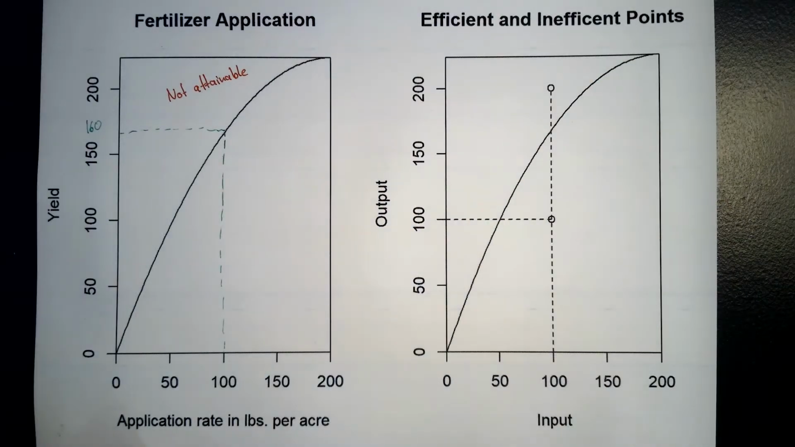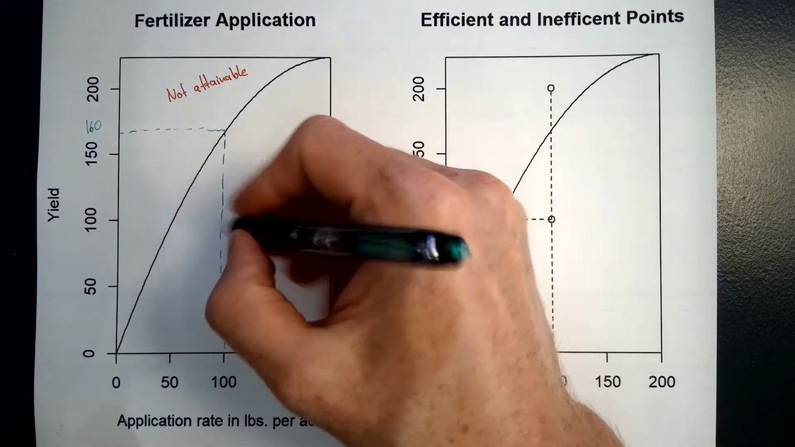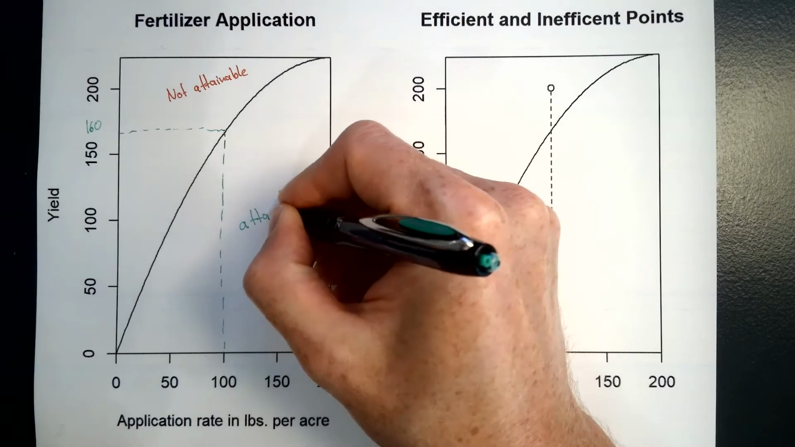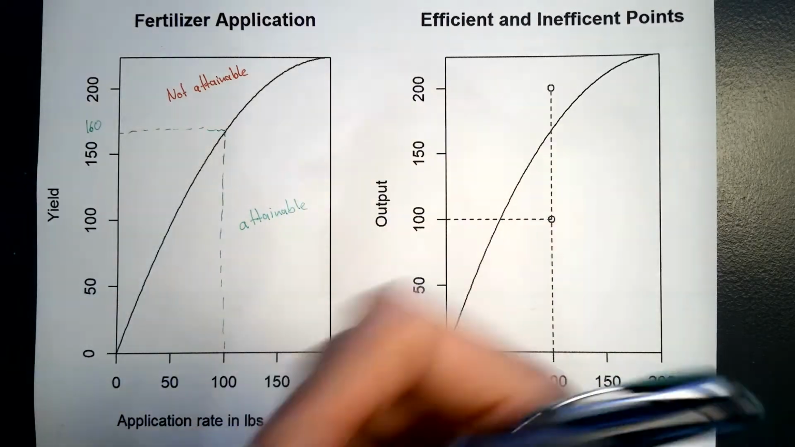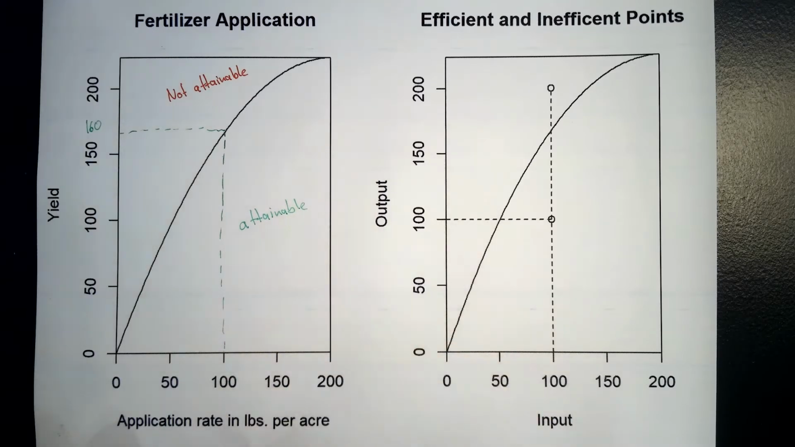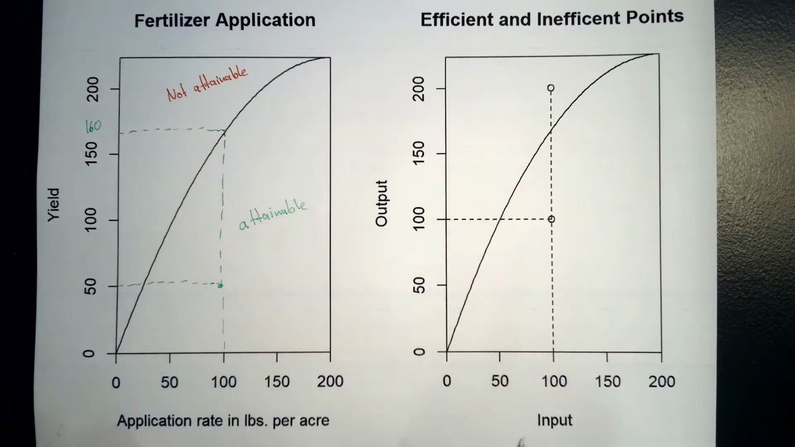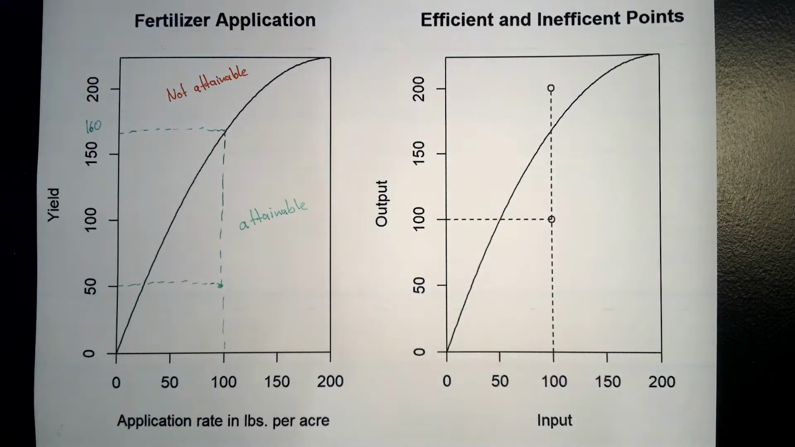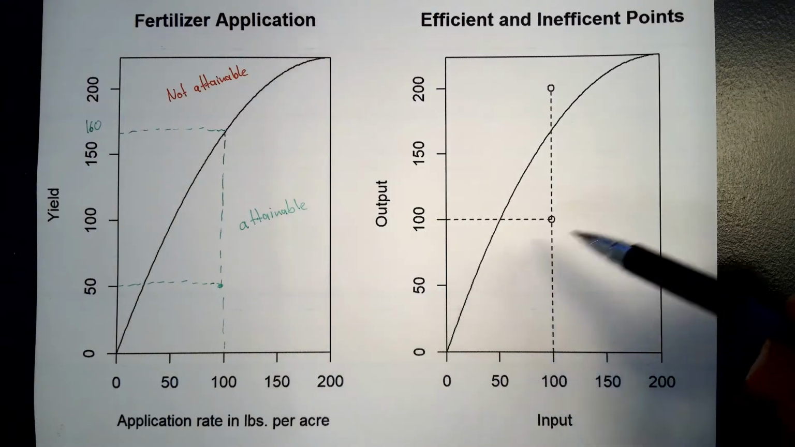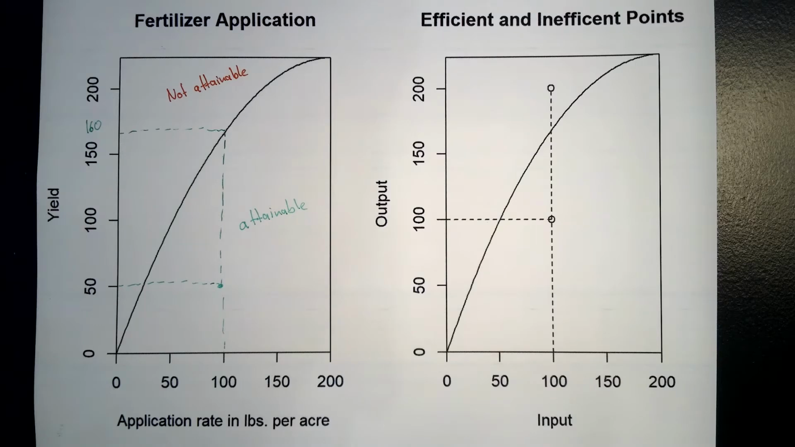Now, of course, everything below the production function is attainable, but it is not efficient. So if you are using 100 pounds of fertilizer per acre, and then you only get, say, 50 bushels of yield, then this has not been an efficient application. Now, in order to explain the efficient and inefficient points, let us consider the graph on the right-hand side.